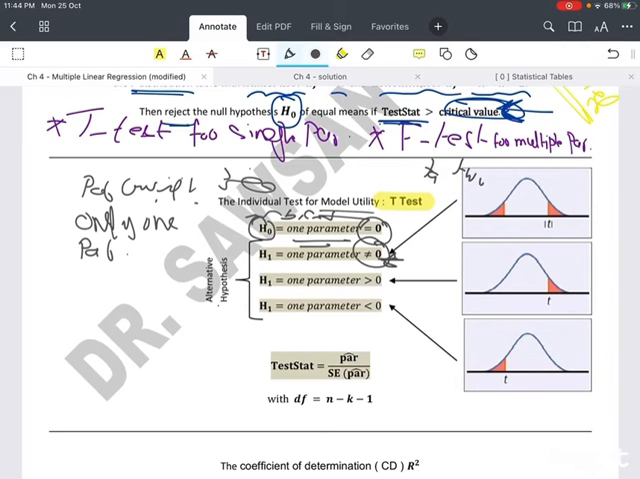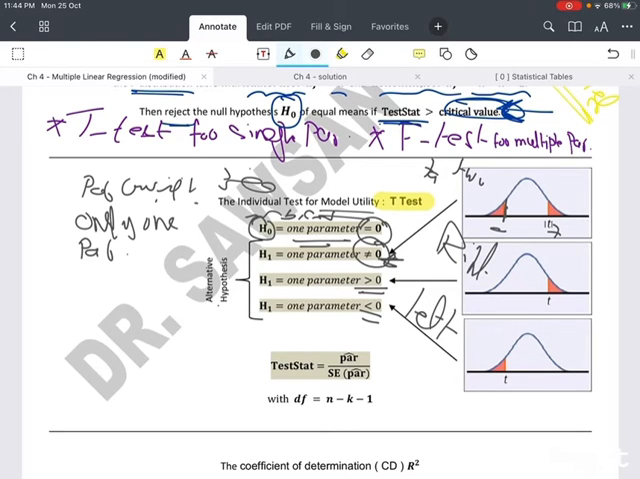Okay, we call it two-tailed. So here the negative and here the positive. And if it is greater than 0, we call it right tail. And if it is less than 0, we call it left tailed.